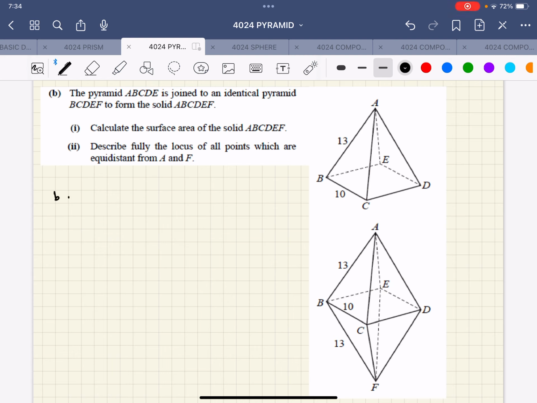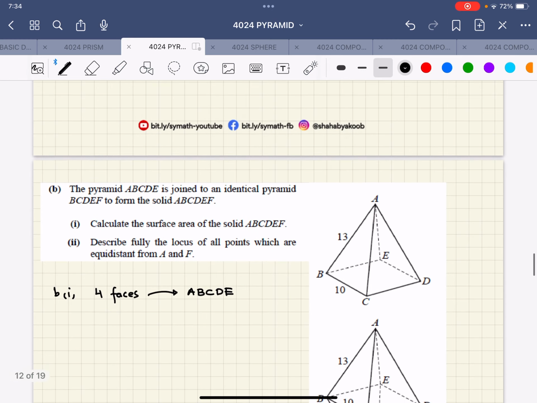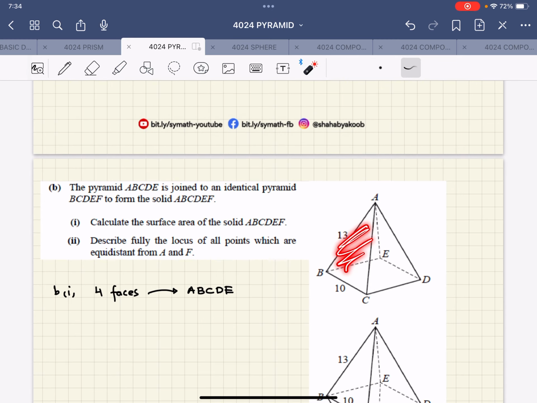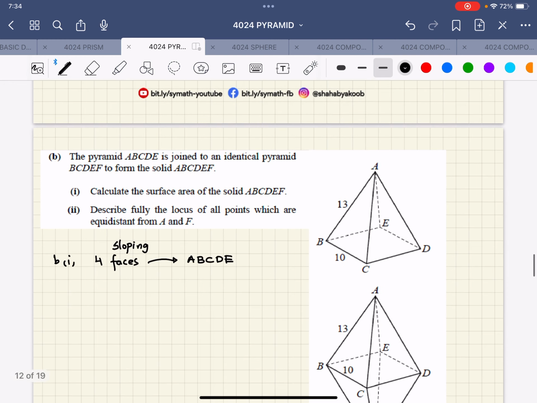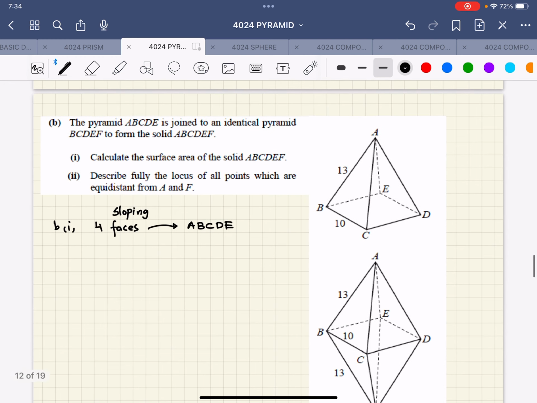So in part B, there are 4 faces of A, B, C, D, E. That is this. It's the same triangle as before. This is 1, this is 2, this is 3, this is 4. And yes, there is a base. So let me just write 4 sloping faces. And when we talk about the other one, that is BCDEF, so 4 sloping faces for the same.